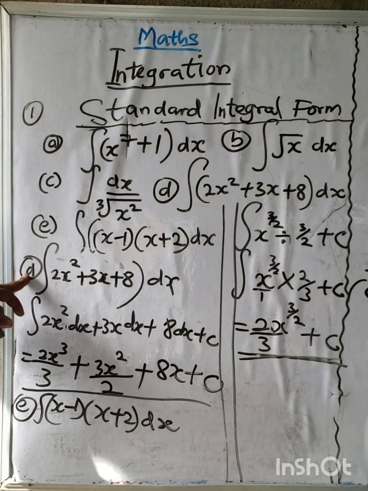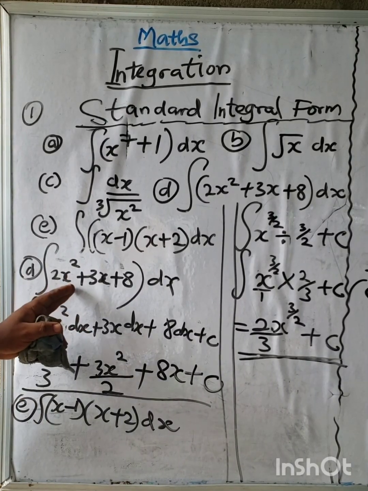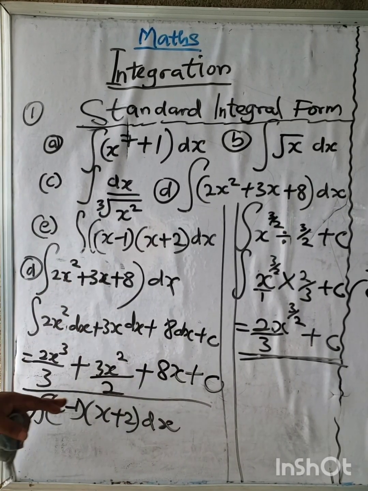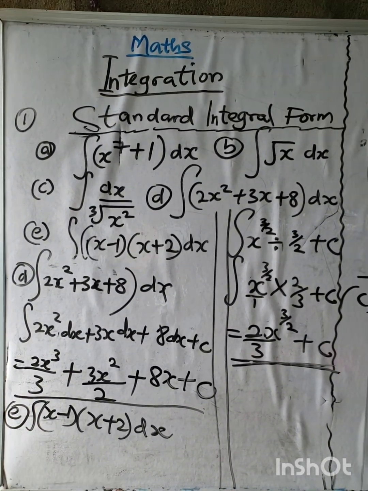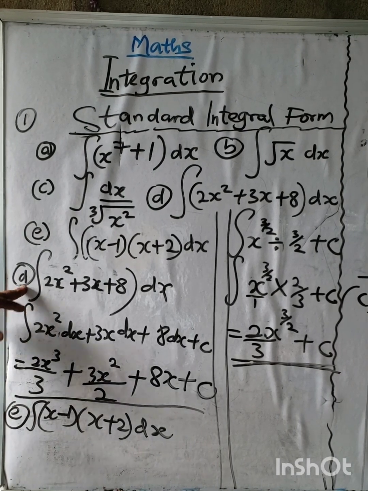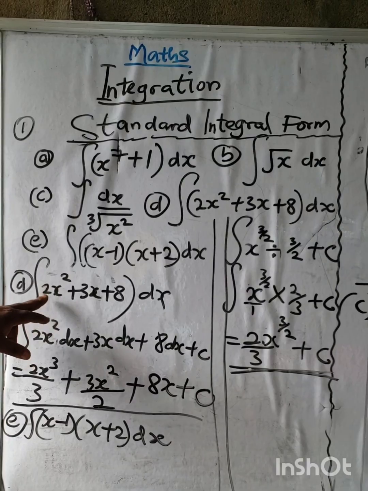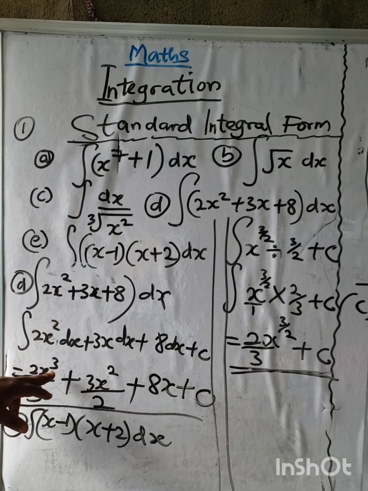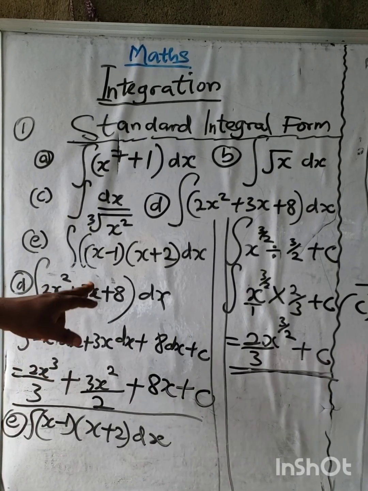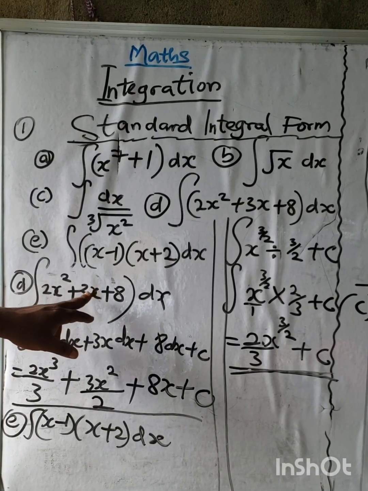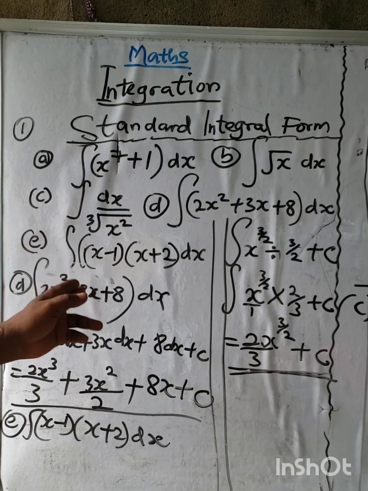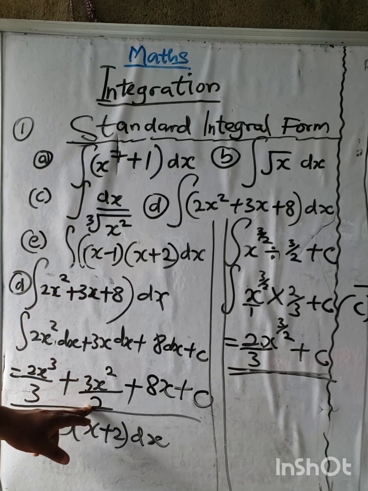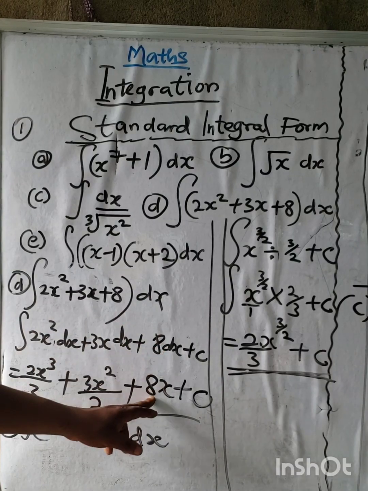The question D is this. The integration of this is this, where we are going to solve this one now. For the D question, the integral of 2x squared is 2x raised to power 3 divided by 3 plus the integral of 3x is 3x raised to power, we have an invisible 1 here, guys. We are going to add another one, 3x squared divided by 2. And this one is 8x plus c.